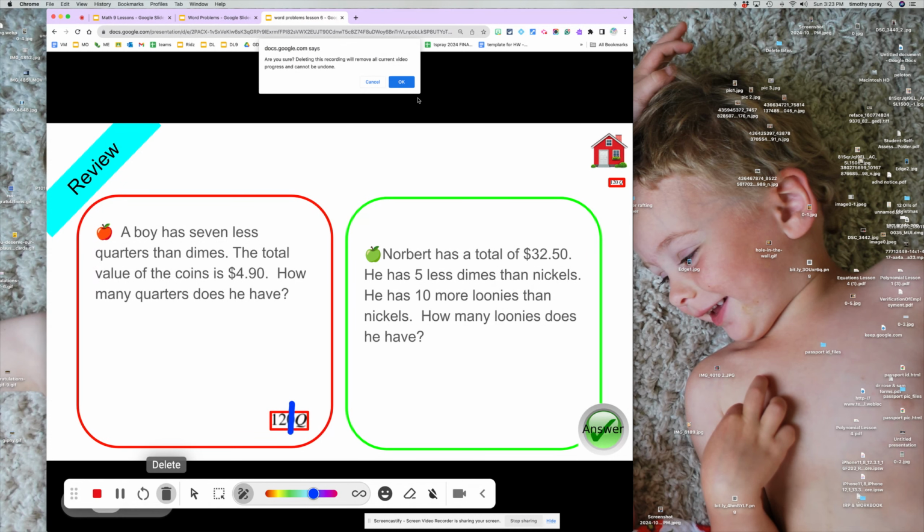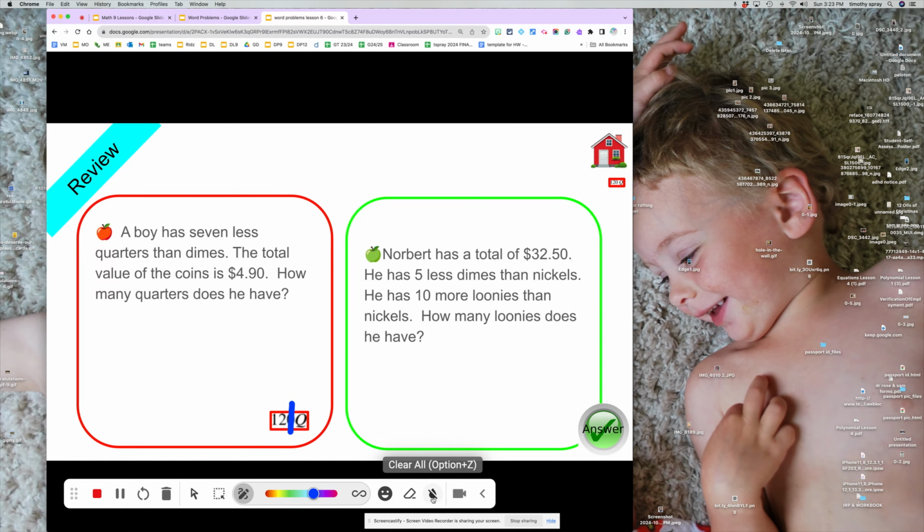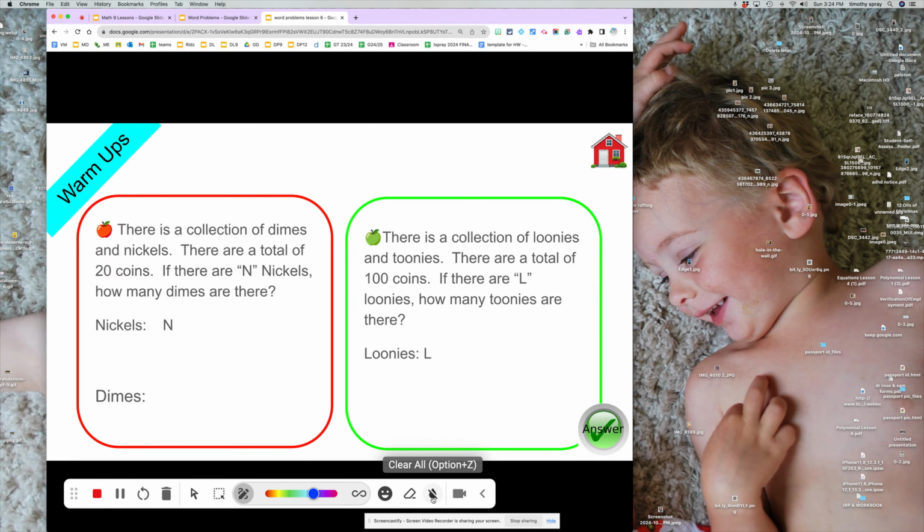Now, what I'd like us to consider is today's challenge. And today's challenge is no doubt a challenge. So what we're going to do is a little warm up here. There's a collection of dimes and nickels. There are a total of 20 coins. So one way of writing this would be to say that nickels plus dimes equals 20. So if we said there's n nickels, how many dimes would there be?